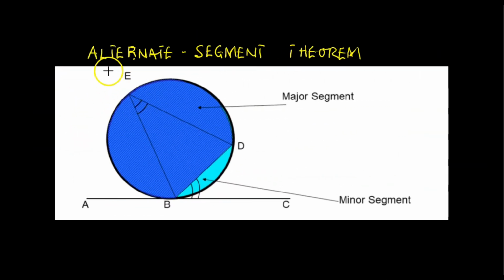Then again, we look at the next theorem, which is the alternate segment theorem. What does the theorem talk about? The theorem actually looks at the connection between a chord and a tangent. Now, when a chord and a tangent intersect, in the first place, let's consider a chord alone.